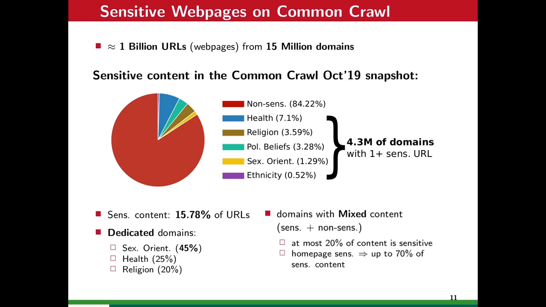But sensitive content is not hosted only on dedicated domains, and when a domain contains at least one sensitive and one non-sensitive URL, we say the domain has mixed content. Domains with mixed content have usually up to 20% of their URLs flagged as sensitive, but in case the homepage of this website is also sensitive, then the amount of sensitive content can go up to 70% of the overall content. In presence of domains with mixed content, any service that categorizes the domains instead of individual URLs will erroneously flag at least one web page. Now that we know the amount of sensitive content that we have in the snapshot, let's see if those web pages are treated in a different way from other type of content.